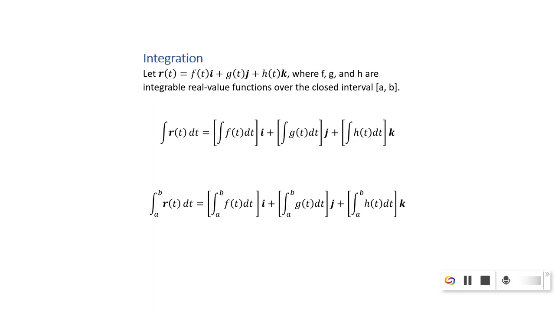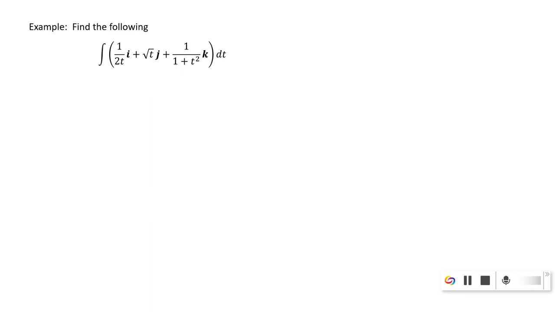we learned we can take the derivative of a vector valued function just one component at a time. Same is true with antiderivatives. We can find both indefinite and definite integrals of vector valued functions by integrating each component function. And again, this can be either definite or indefinite integrals. So let's do an example. Let's try to find the antiderivative of the following vector valued function: 1 over 2t i plus square root of t j plus 1 over 1 plus t squared k.